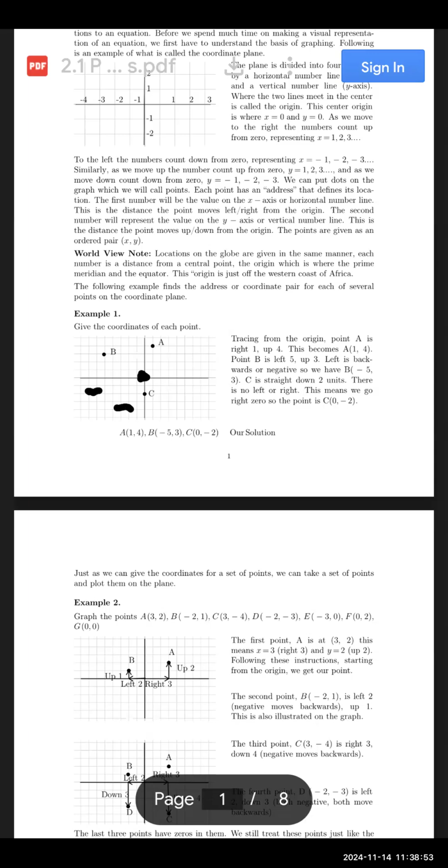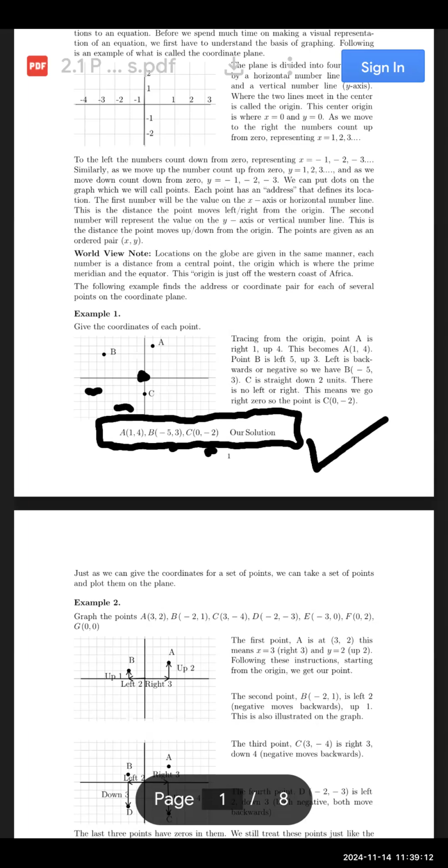The straight line up and down is called the y axis, and the line from left to right is called the x axis. So notice the solution to this problem is right here. So in your notebooks, you should have a sketch of the graph here. You just draw the lines, put A, B, and C, and then write down A, B, and C. So that's example 1. Great.